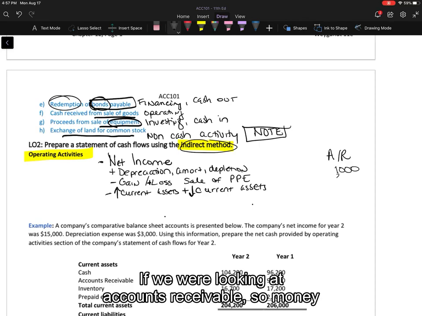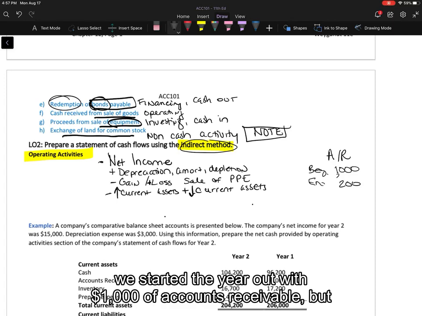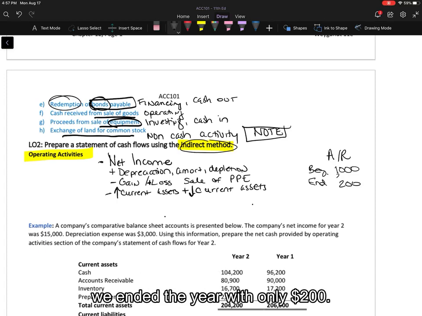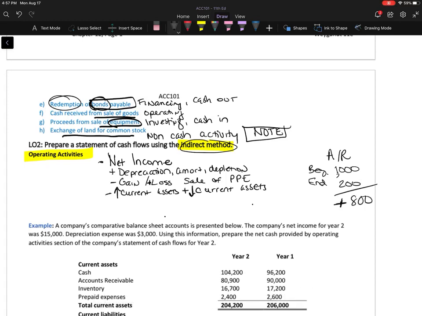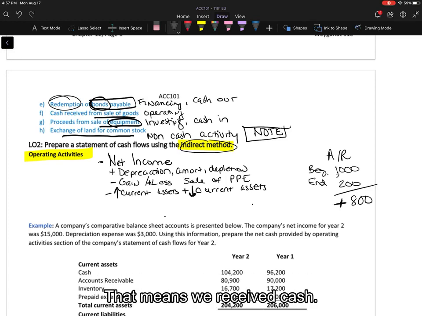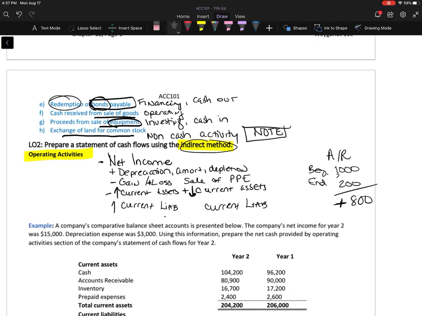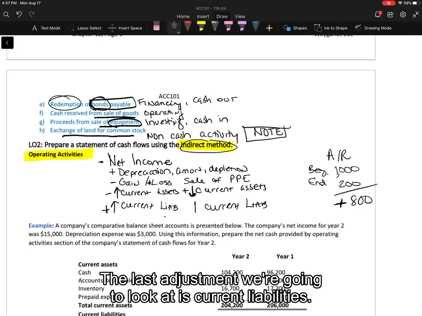If we were looking at accounts receivable, so money we were expecting to receive, and we started the year out with $1,000 of accounts receivable, but we ended the year with only $200. Well, how did that impact our cash? The receivables from customers went from $1,000 down to $200. That means we received cash. Okay, so if we have a decrease in a current asset, we're going to add that back in. The last adjustment we're going to look at is current liabilities.